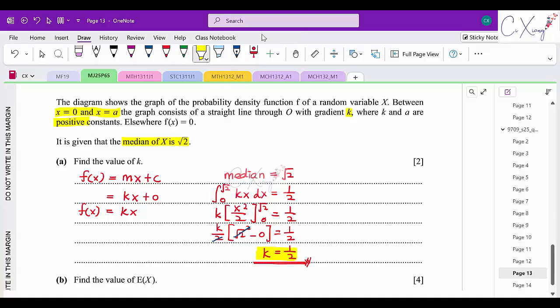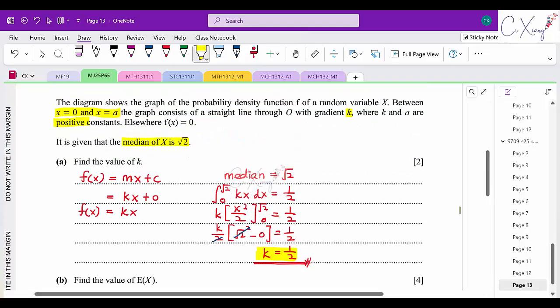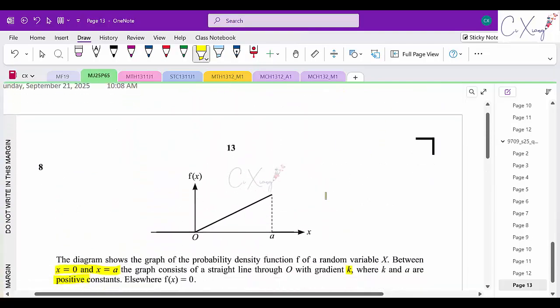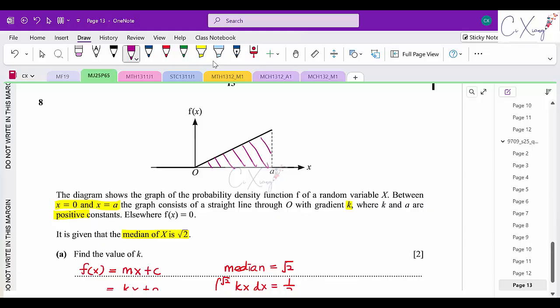Then for part B, they want you to find the expected value of x. To get the expected value of x, you need to substitute the k into the equation. Then maybe here you need to figure out the value for a first. If not, you'll have your final answer in terms of a, right? So you need to know the value for a first. How to find the value of a? We know that the total area under the graph is 1. So the whole purple area here is 1.